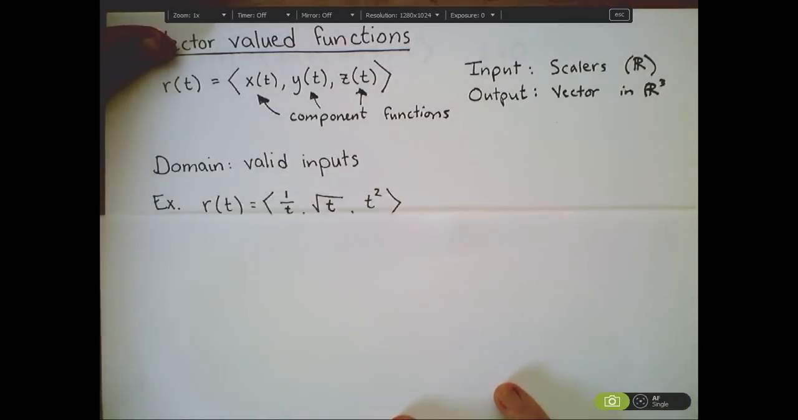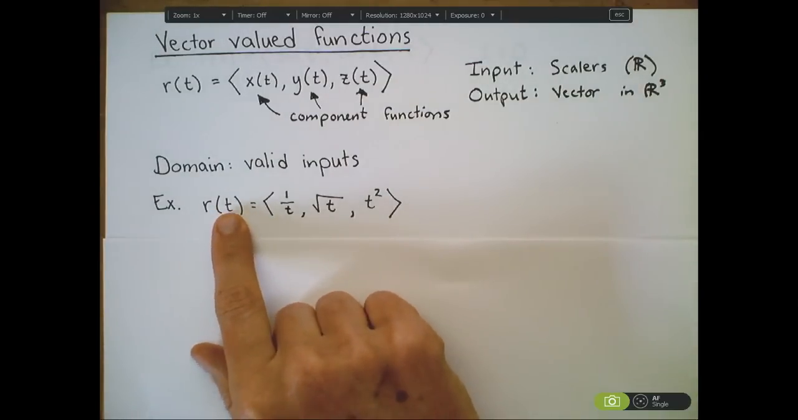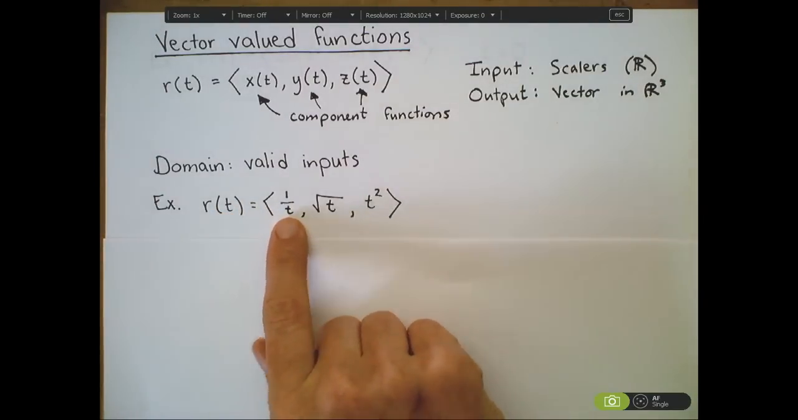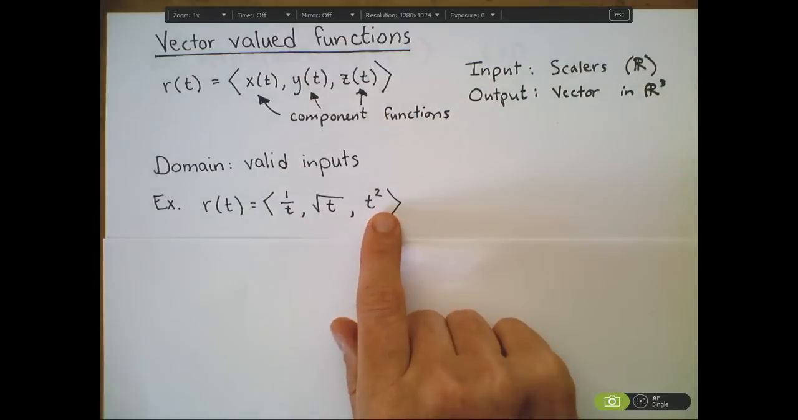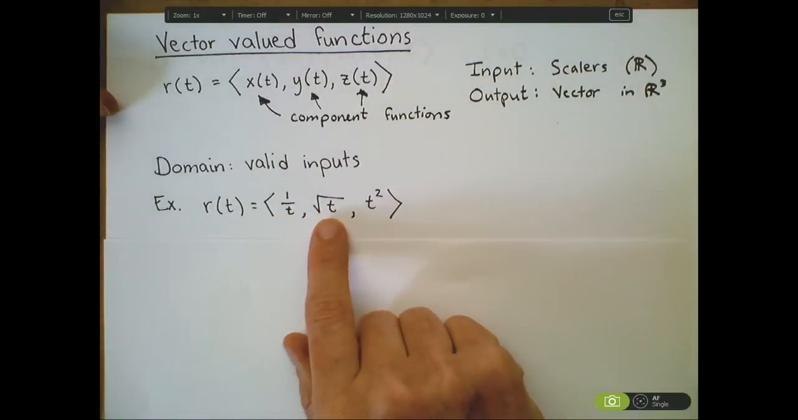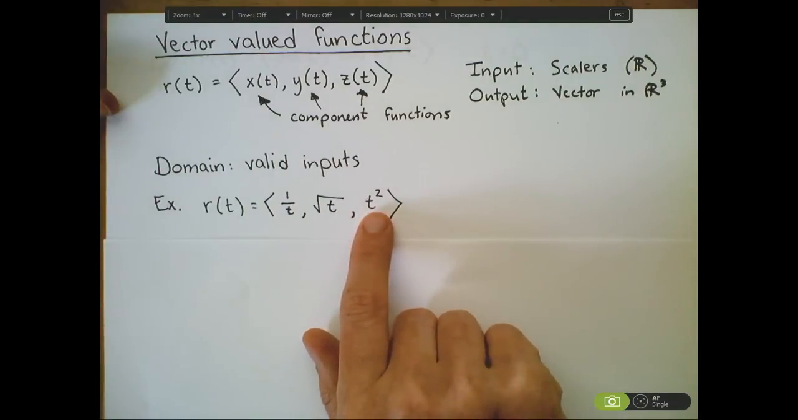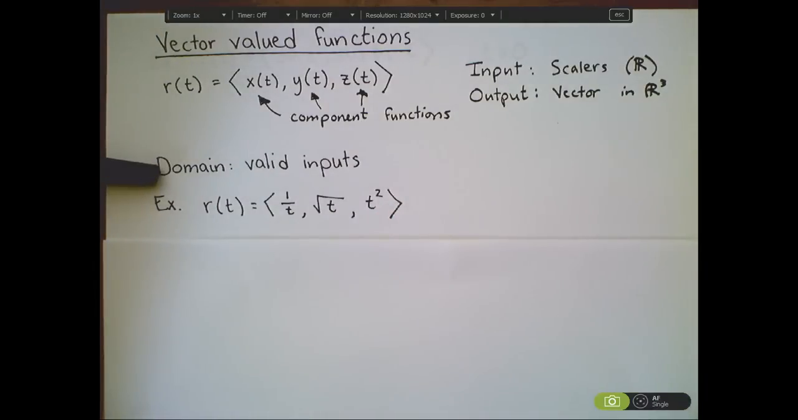Let's look at an example. So let's say that we have a function r of t is equal to 1 over t, square root t, t squared. So my x component is given by the function 1 over t, my y component is given by square root of t, and my z component is given by t squared. The first question that I want to ask myself is, what is the domain of this function?